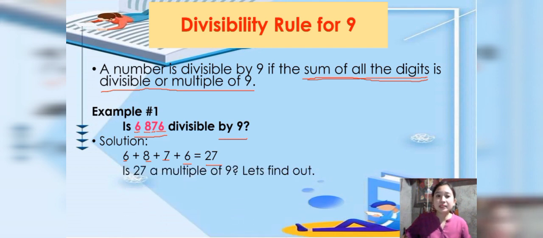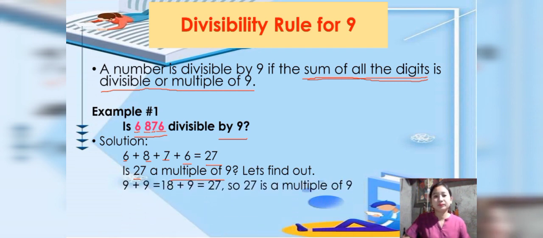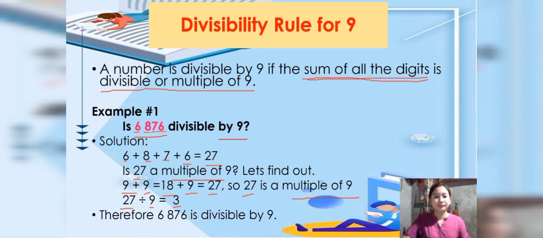Is 27 a multiple of 9? Let's find out. 9 plus 9 is 18, plus 9, 27. So, 27 is a multiple of 9. Now, 27 divided by 9, the quotient is 3. Therefore, 6,876 is divisible by 9.